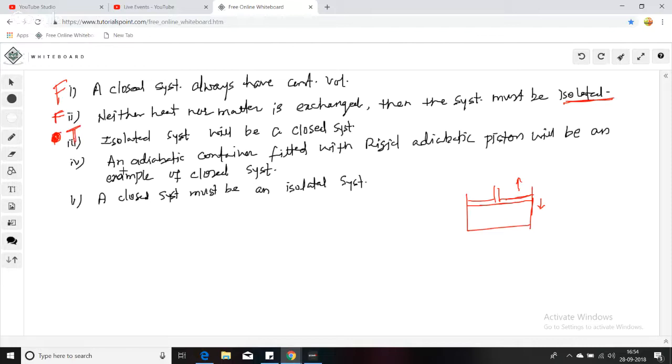Fourth one: an adiabatic container fitted with a rigid adiabatic piston will be an example of a closed system. Is it a closed system? It is an isolated system, so this statement is false. The piston is rigid, so we cannot move it up and down, and it is adiabatic also. Since it is adiabatic, no exchange of energy is possible. So this is the definition of an isolated system. That's why this statement is false. If it is isolated, it should be closed.